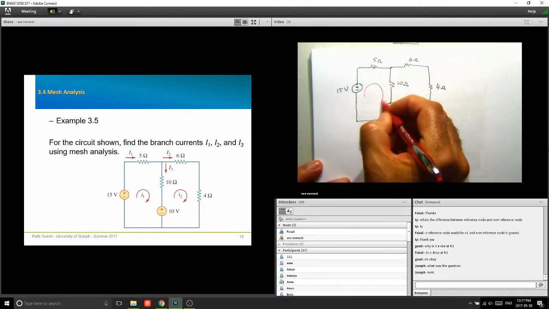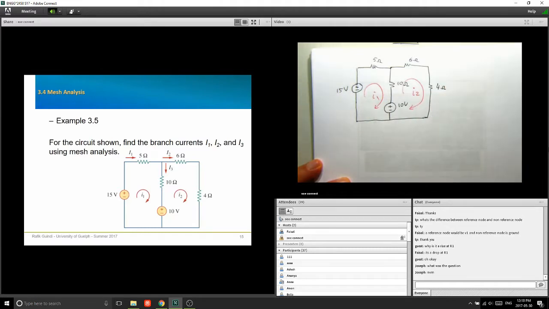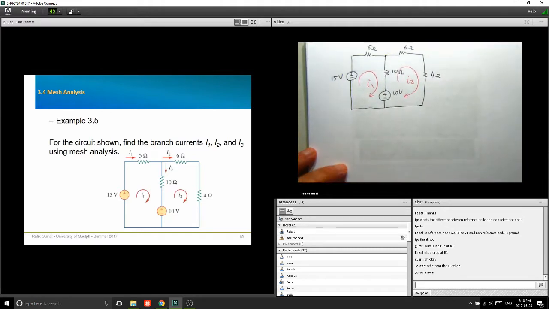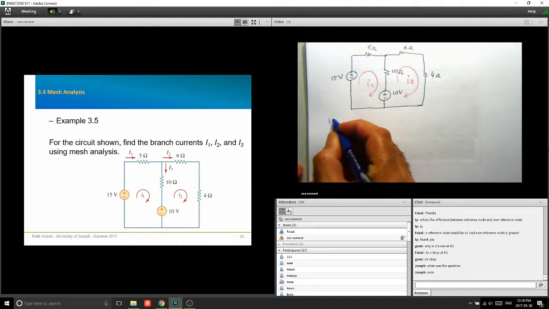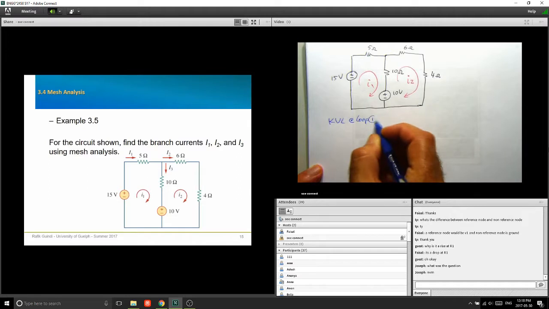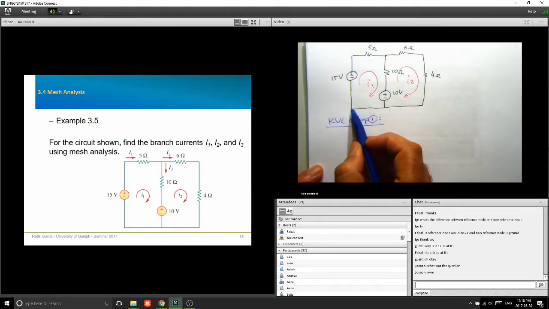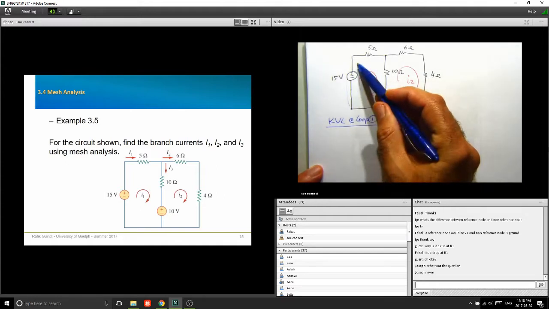I'm going to assume my two mesh currents clockwise as we agreed. And I'm going to go around each one. I'm going to write a KVL for it. So KVL around loop 1 or mesh 1. So I'm going to start from here. I'm going like that.